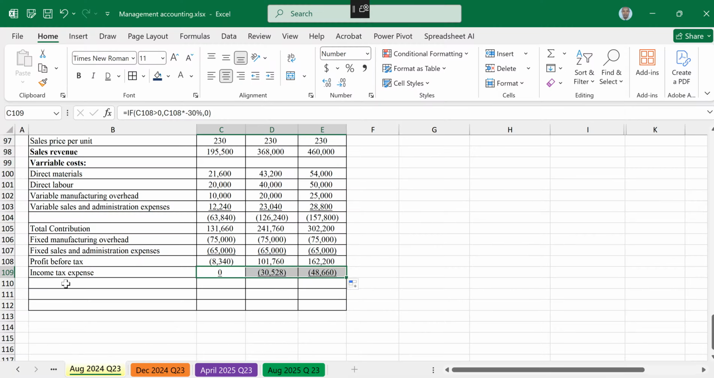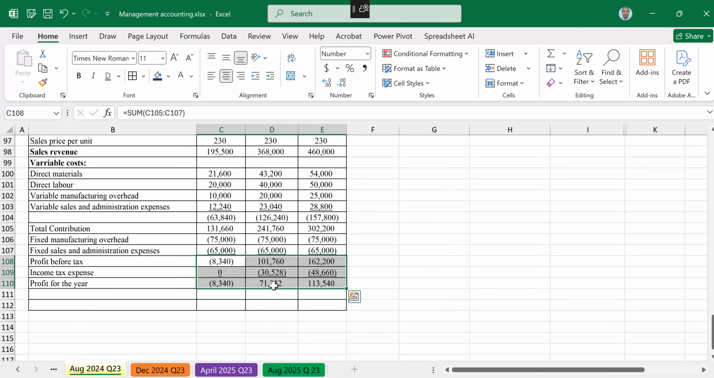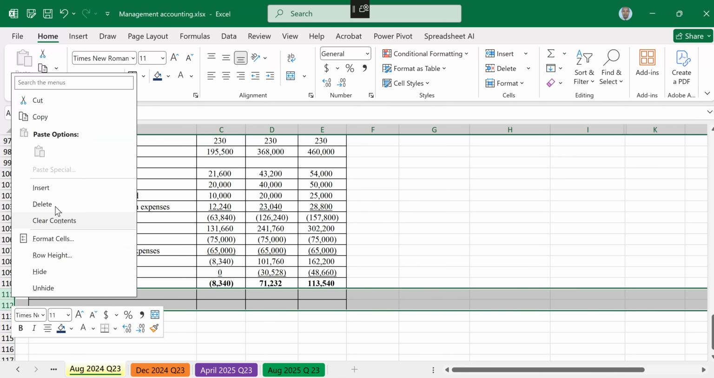Then profit for the year. Profit for the year, summation of this. So that becomes our final answer. You can see the answer is different from how we had done it before. They are not the same. I hope this is the correct version of how that question is supposed to be handled.